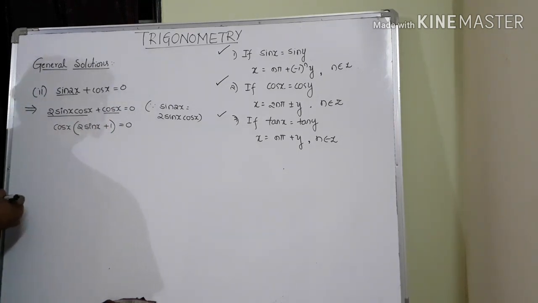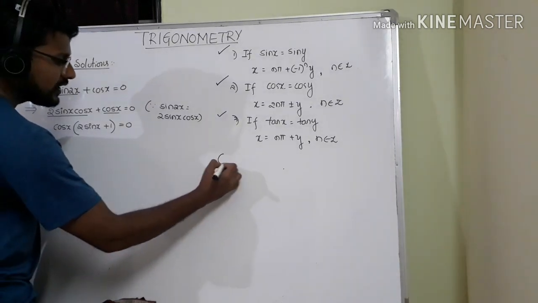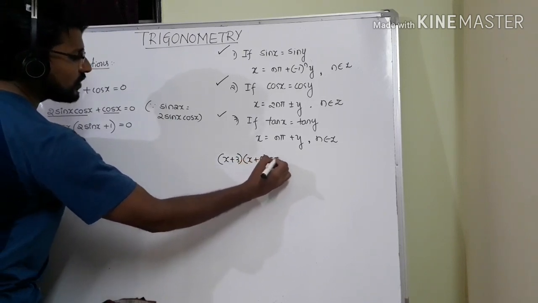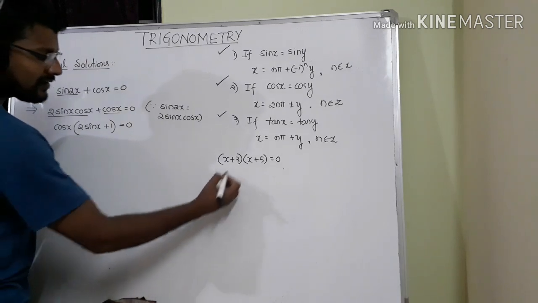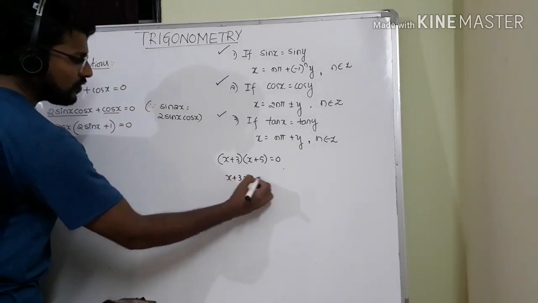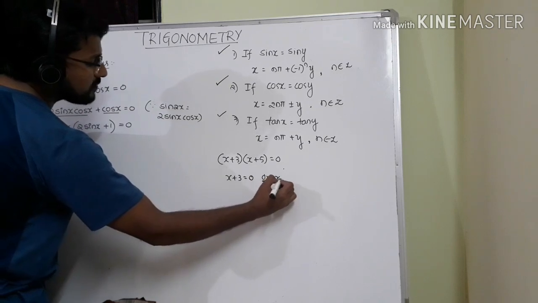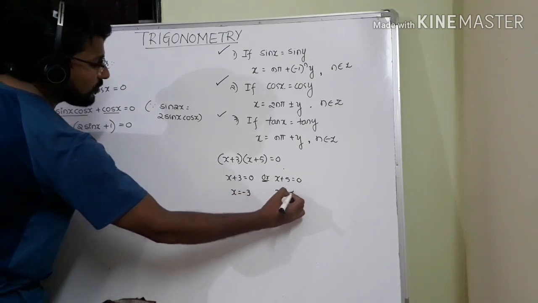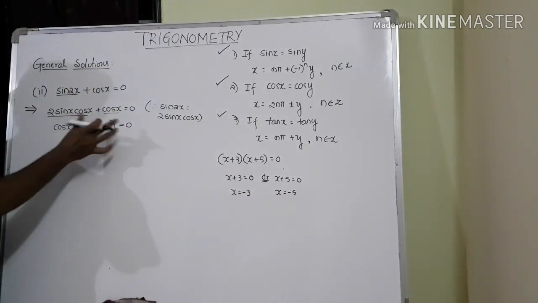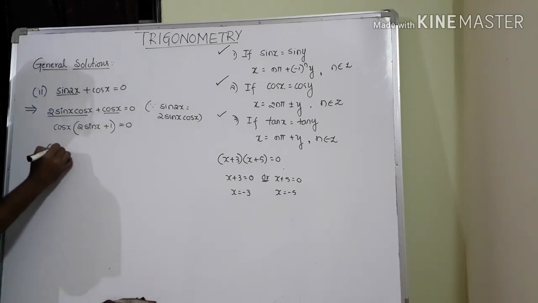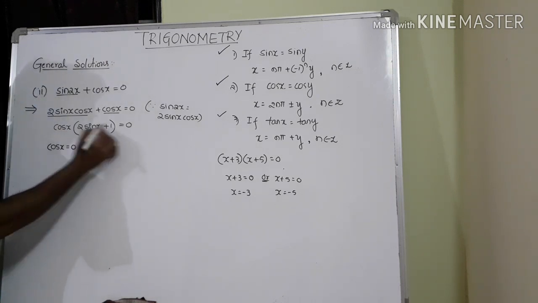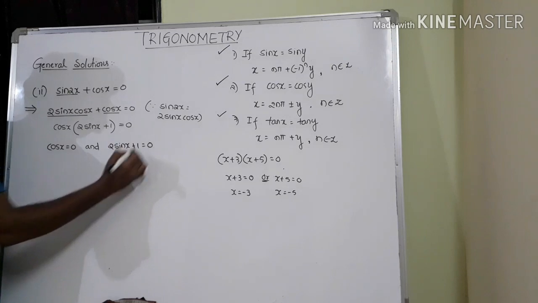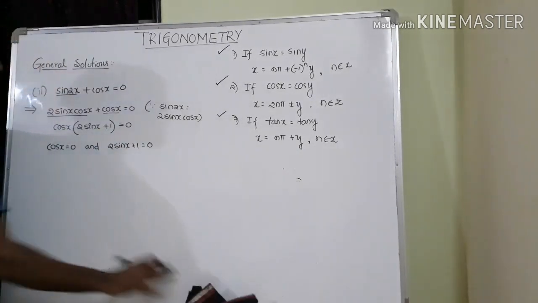So now, as you know, one more basics from your schools, that if you have an equation something like x plus 3 into x plus 5 equal to 0, we usually write this as x plus 3 is equal to 0, and x plus 5 is equal to 0, so x equal to minus 3, and x equal to minus 5. Exactly on the same lines, we use this equation and we write cos x equal to 0 could be one solution, and 2 sin x plus 1 equal to 0 could be another solution. So let's solve it carefully.